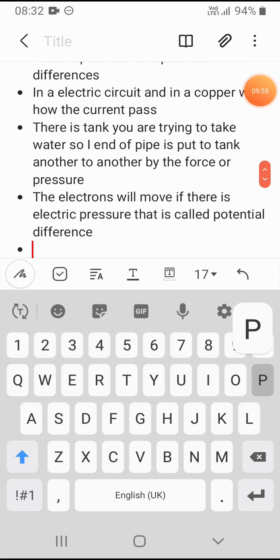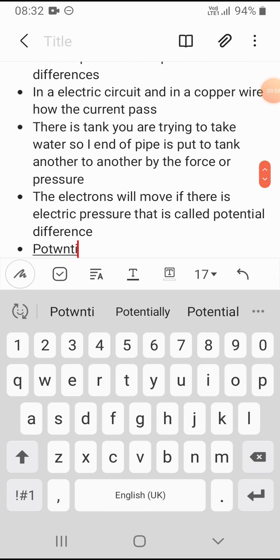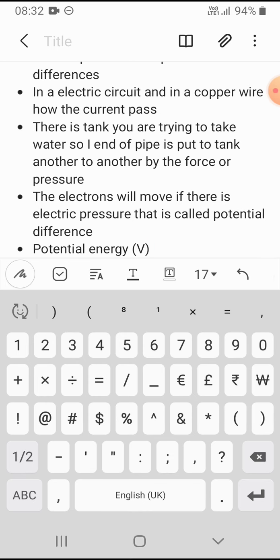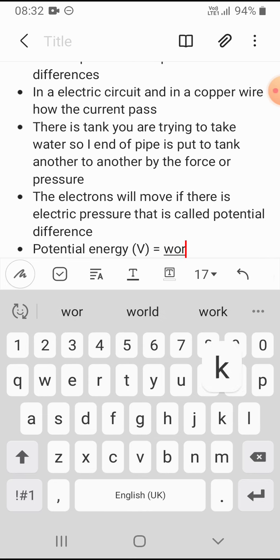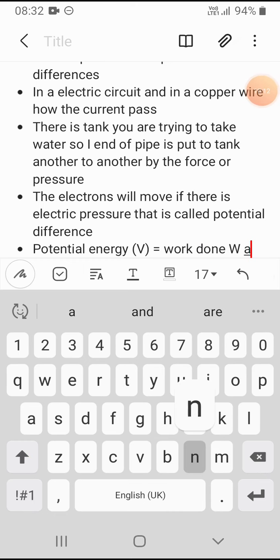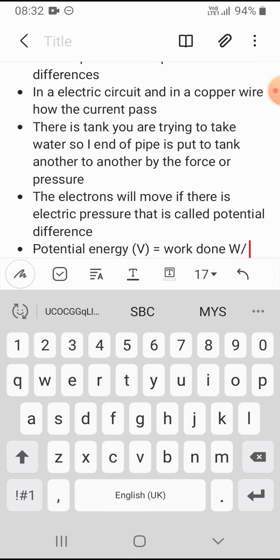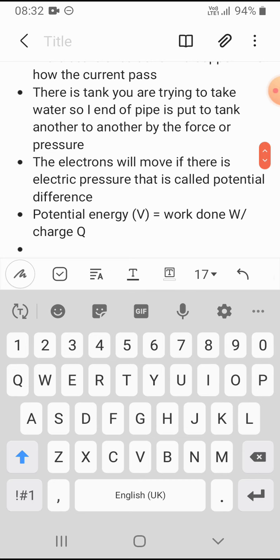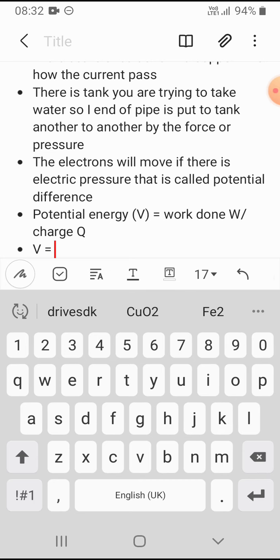The potential energy formula: potential, denoted by capital V, is equal to work done, that is W, divided by charge, denoted by capital Q. That is, V is equal to W by Q.